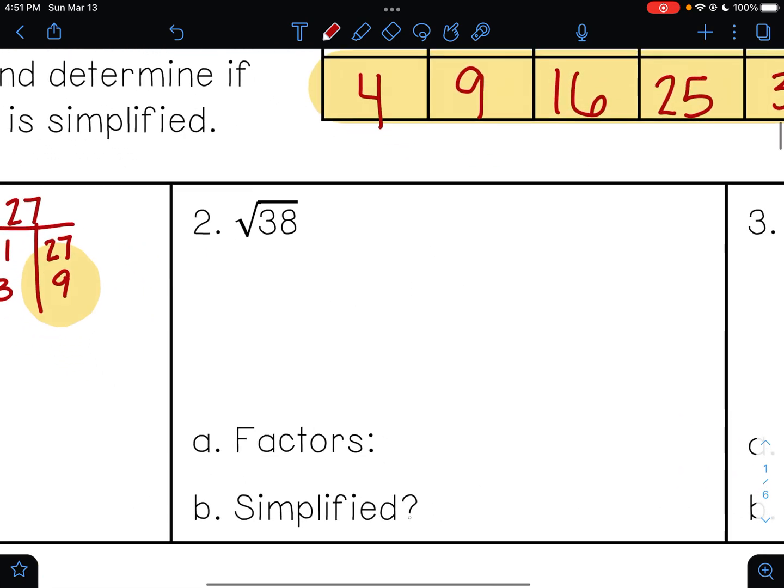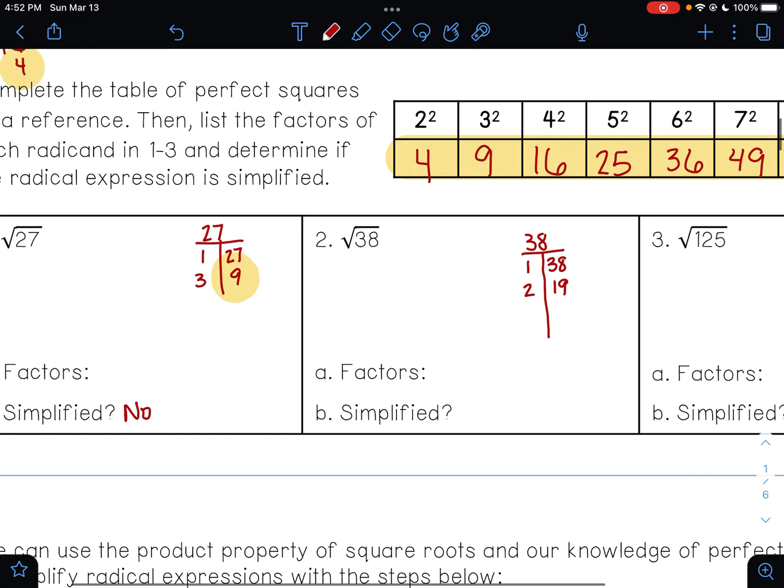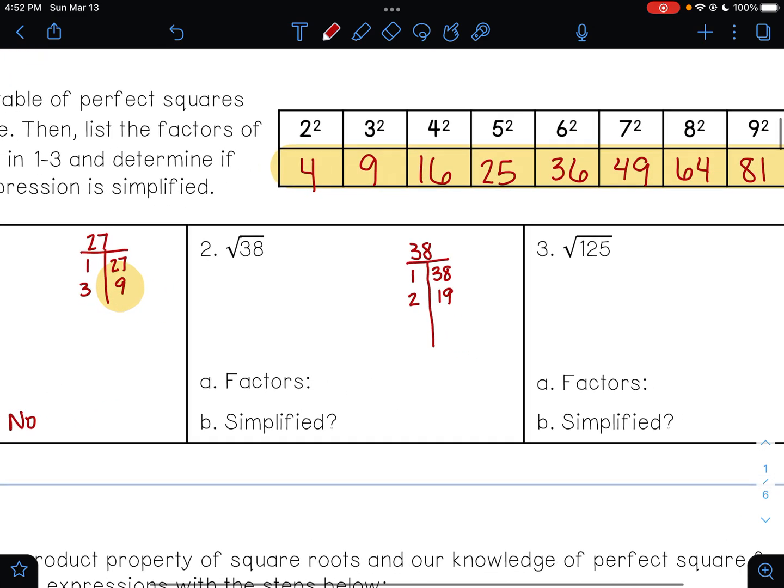Okay, looking at the next one. We're going to make our t-chart. Remember, we can get this t-chart from the calculator. You would do 38 divided by x in the graph and then Control T to get the table. So our factors of 38 are 1 and 38, 2 and 19. So if I'm looking, none of those numbers are listed are my highlighted yellow perfect squares. So therefore, yes, this is simplified.